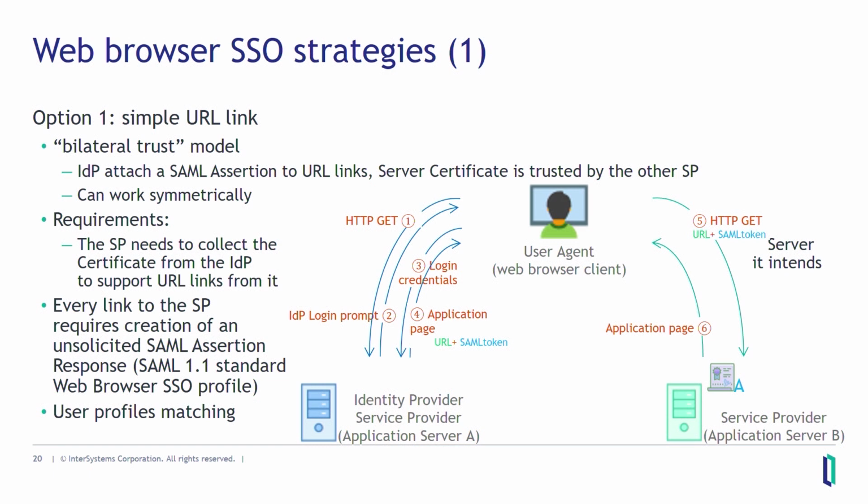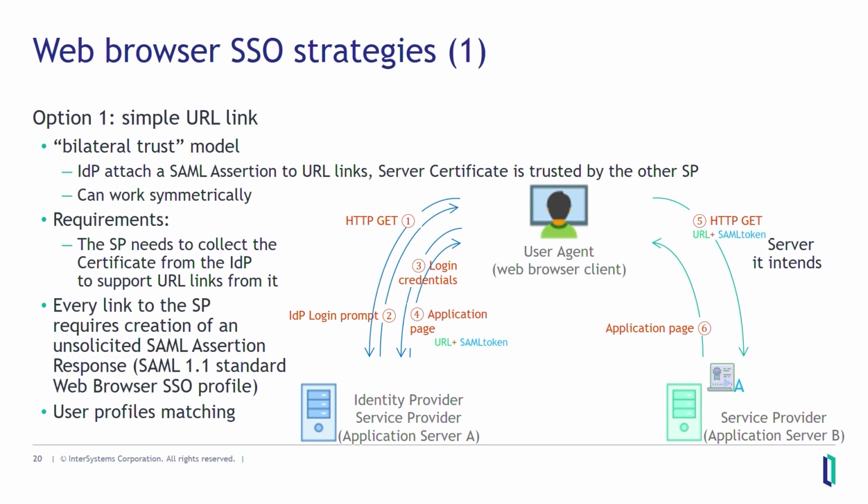So I sort of call this a bilateral trust because it's really one-on-one. What happens is really that the service provider on the side of application B essentially needs to have the certificate from application A and will trust the SAML assertion coming from it. And it can work symmetrically.